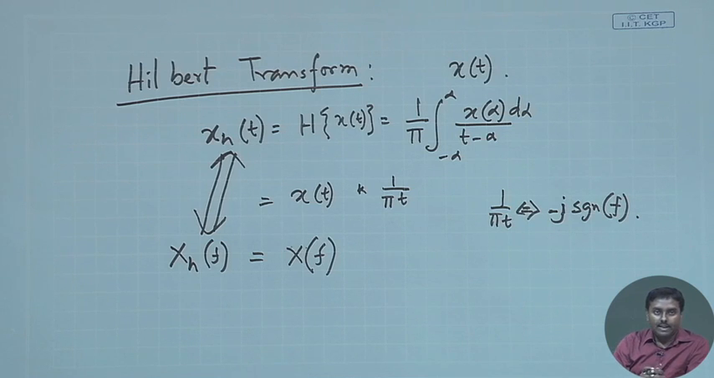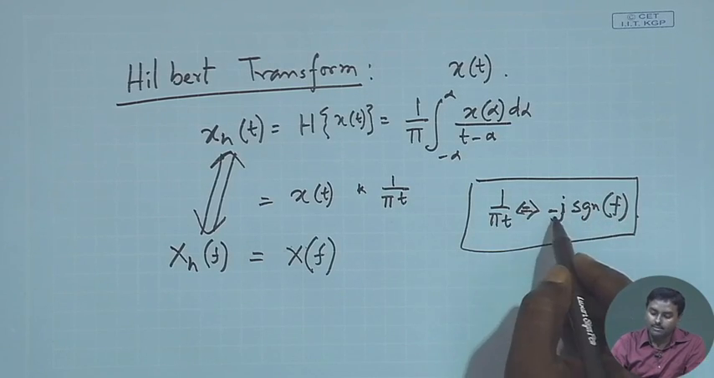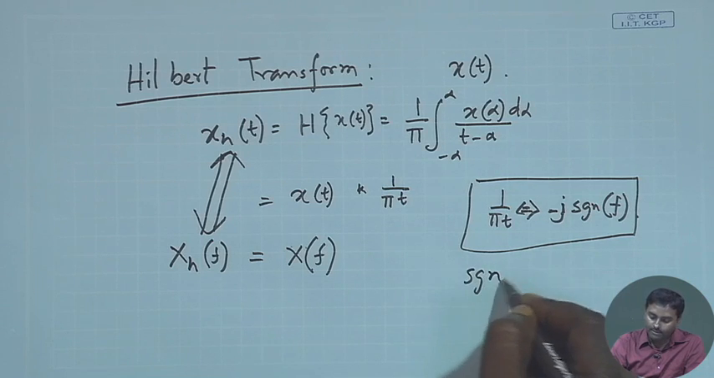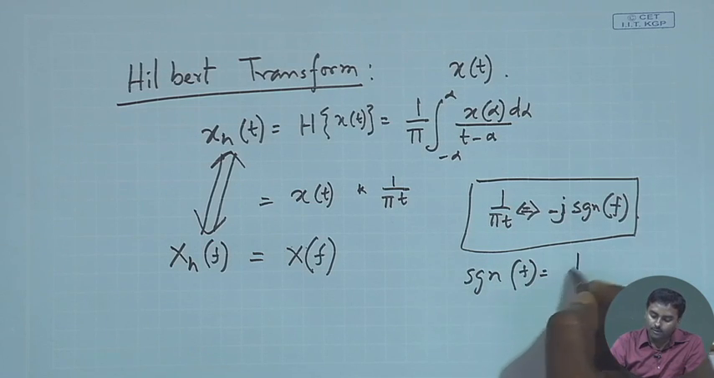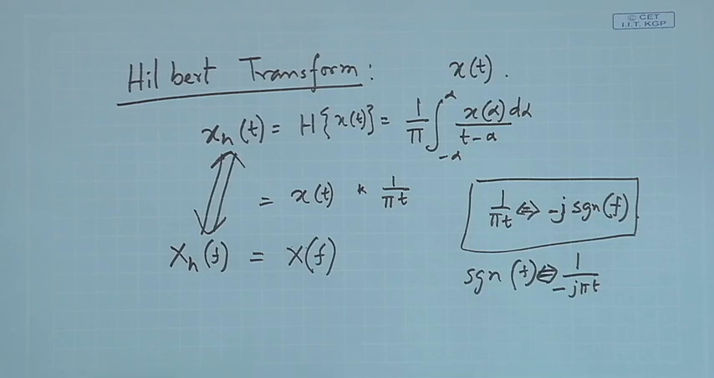And then we know also that for anything in the time domain that has a Fourier transform in the frequency domain, I can use the duality property. If you utilize those two things, you will see that the signum function, signum f, is actually the Fourier transform of minus 1 by j pi t. So from there we get this conjugation, right? So minus j signum f has an inverse Fourier transform of 1 by pi t. This is something I know.